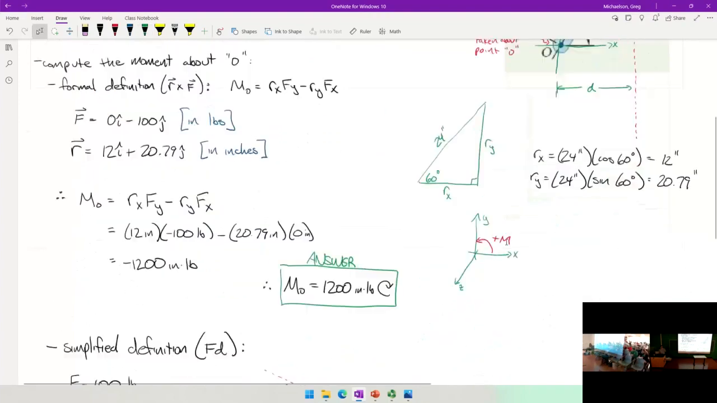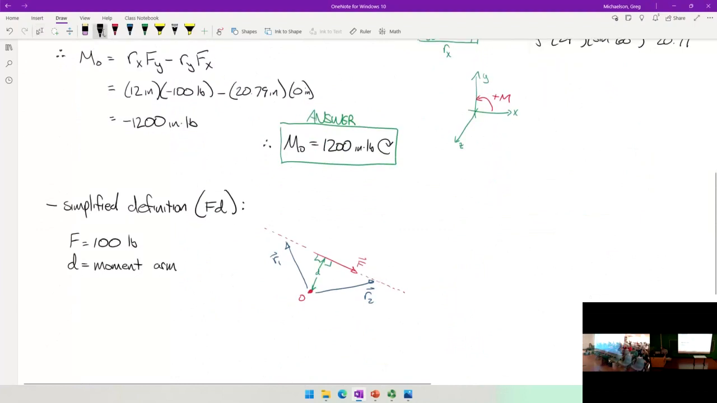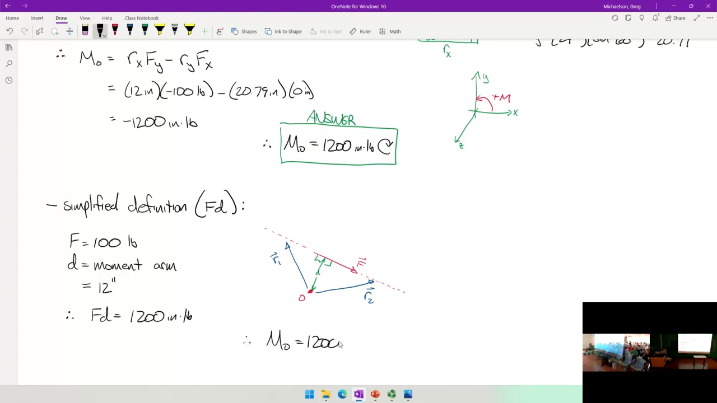Does that make sense? So, in this case, the moment arm is 12 inches, and so therefore FD is going to be 1,200 inch-pounds, and then observation tells us that it is rotating that point in a clockwise fashion, so M_O is 1,200 inch-pounds clockwise. So we get the same answer.